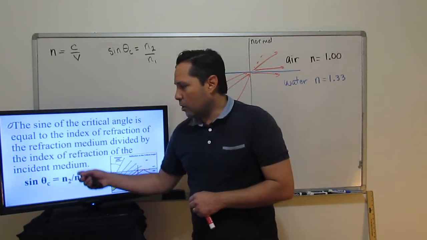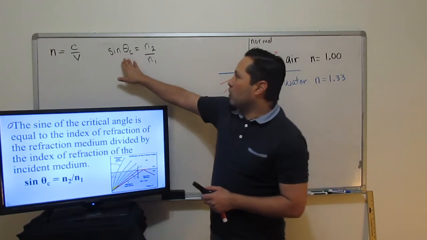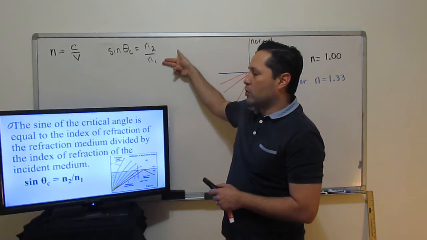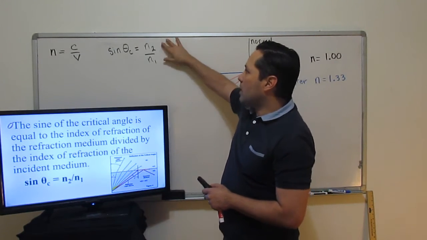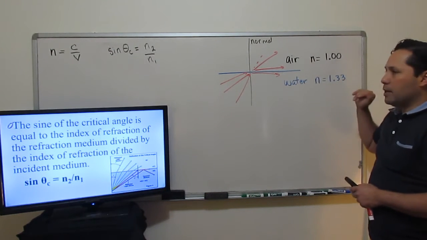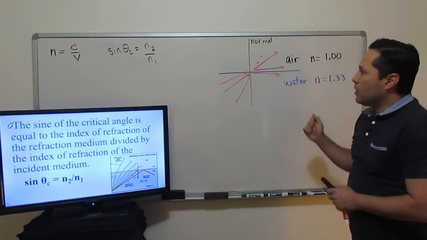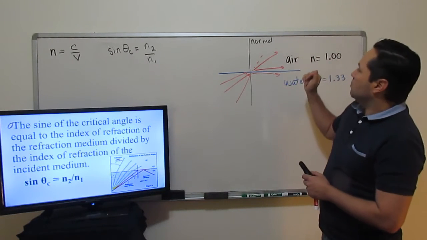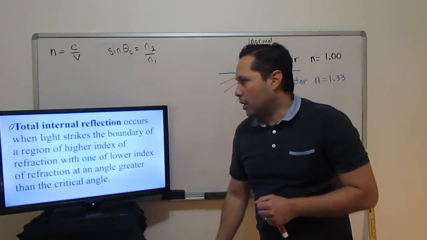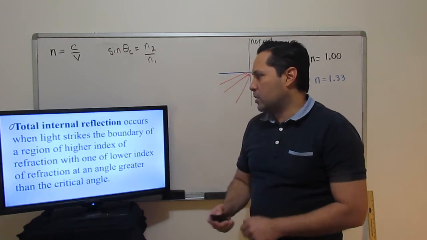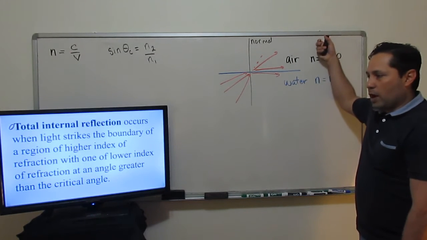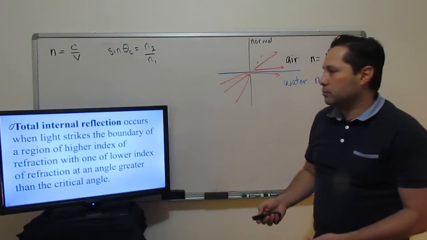So here is our critical angle. That's how we solve for it. The critical angle is the index of refraction of one medium divided by the index of refraction of the second medium. Notice that where the light starts from has to have a higher index of refraction. Why doesn't it work the other way around? Because the light will bend towards the normal, so you can always have light going in. Total internal reflection occurs when light strikes a boundary from a region of higher index of refraction to one with lower index of refraction at an angle greater than the critical angle.